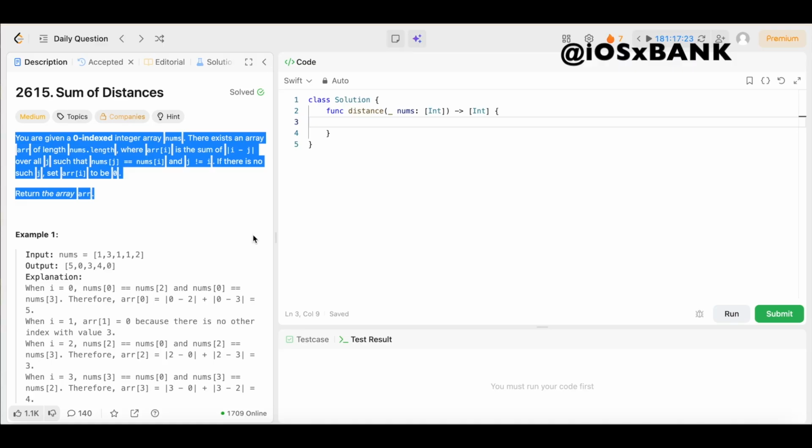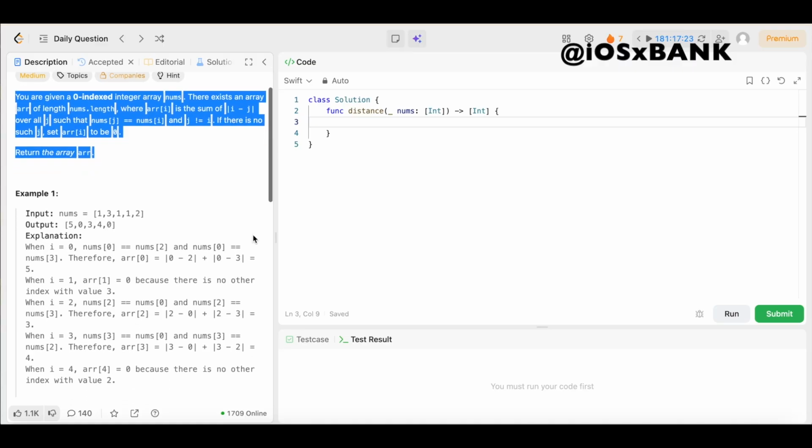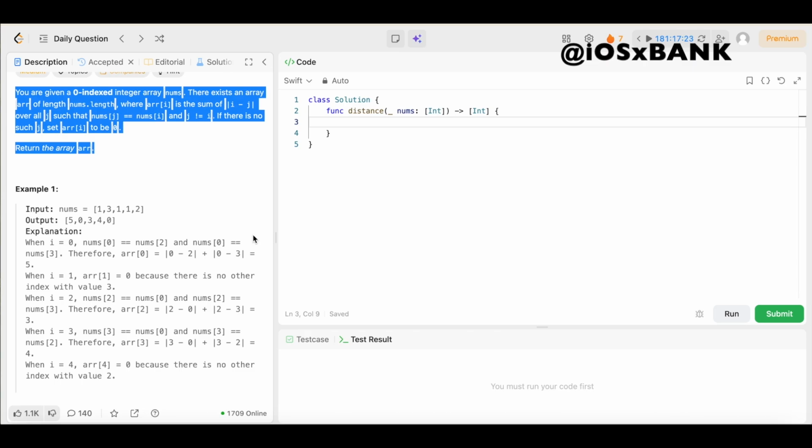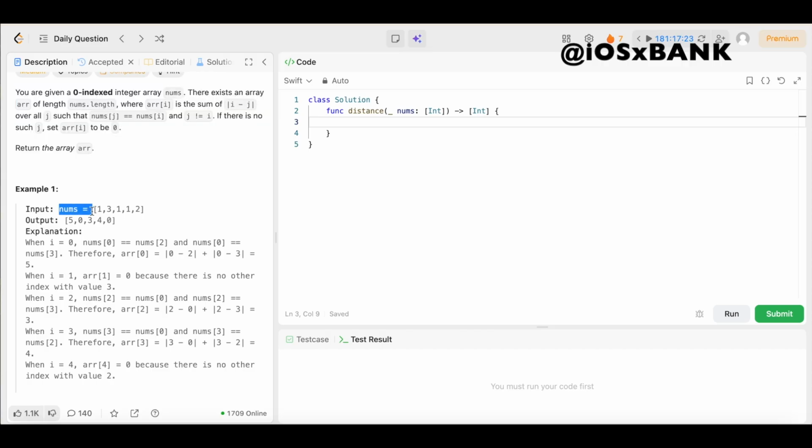All right, y'all, that may seem a little bit confusing at first, so let's take a look at these examples just to make sure that we are doing this problem correctly. In example 1, we have our input nums equals an array of integers 1, 3, 1, 1, 2. Our output is also an array of integers 5, 0, 3, 4, 0. So let's see how they got this output from this input.